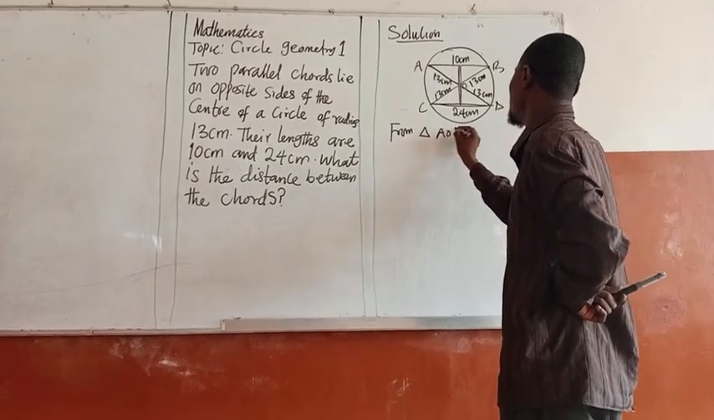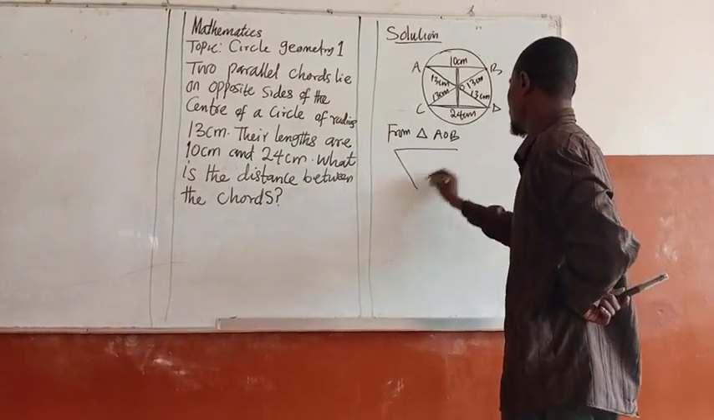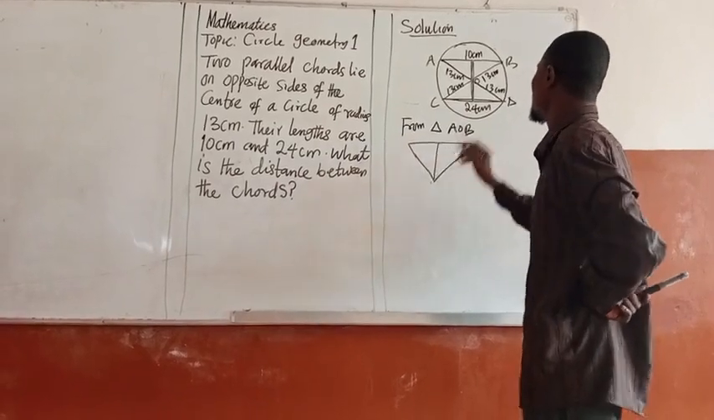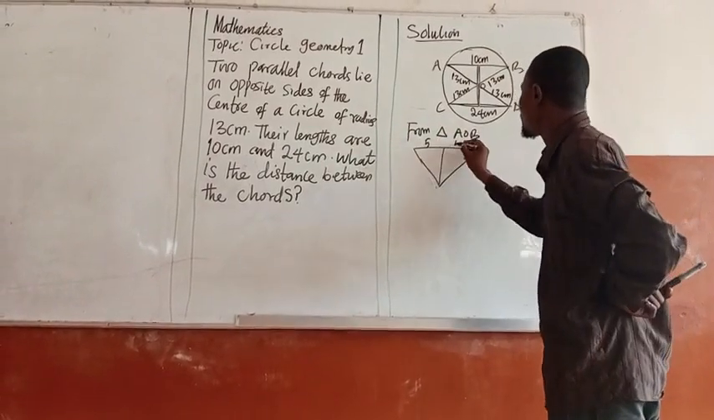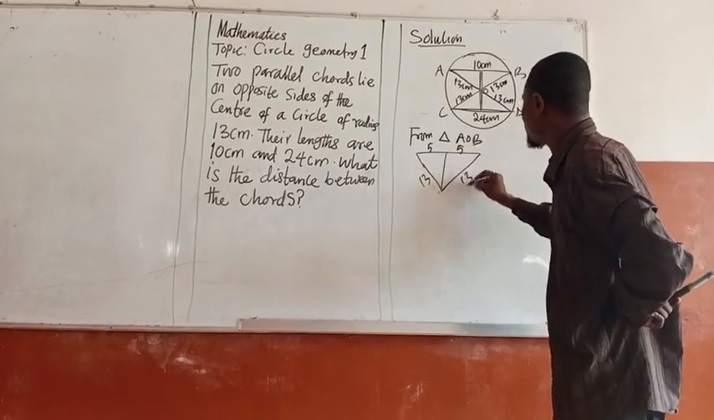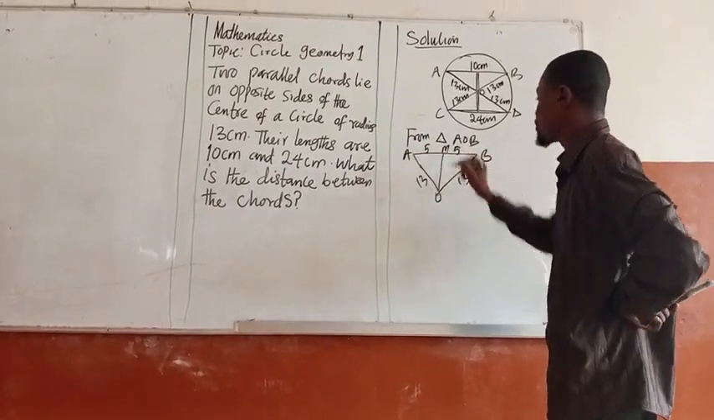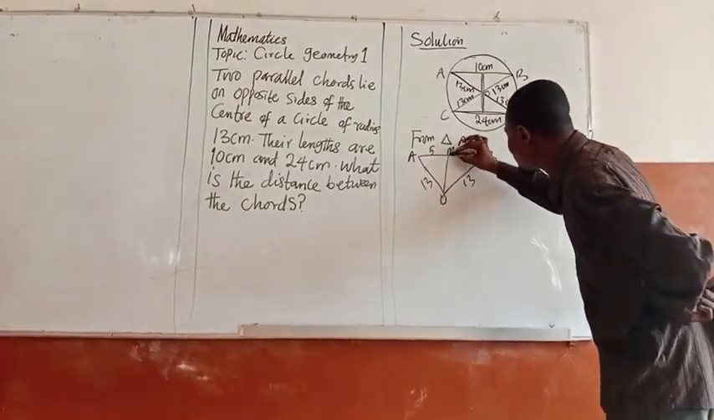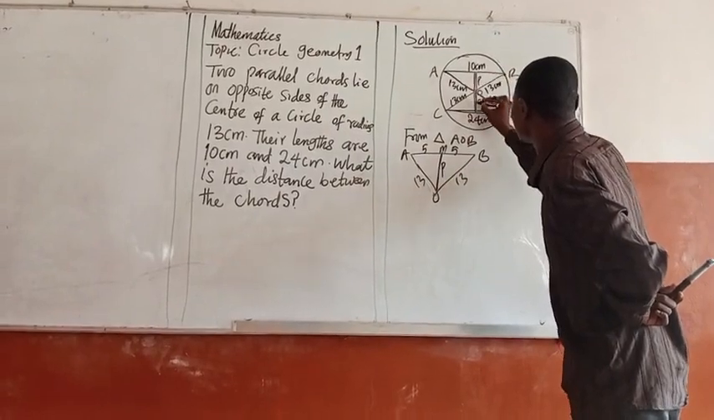triangle AOB. For triangle AOB, we have something like this. Don't mind my sketching. And from here to here is 10 cm. Half of it is now 5. Here is also 5. Then the radius here is 13. Here is O. Here is A, and here is B. And this is the midpoint. What we have to do is find the distance from here to here. We can call this one P and call this one Q.